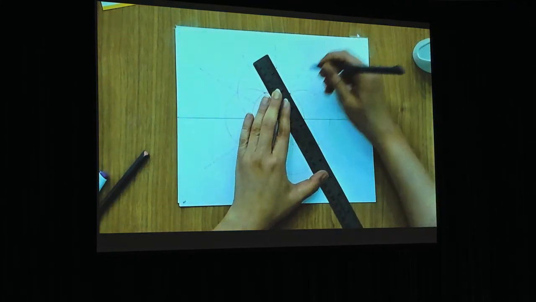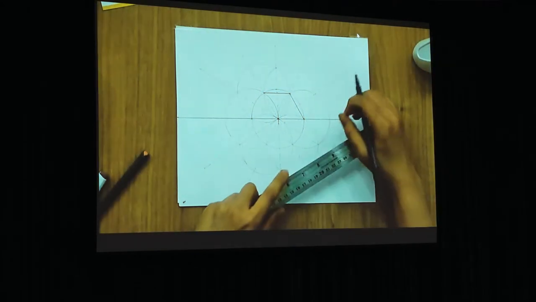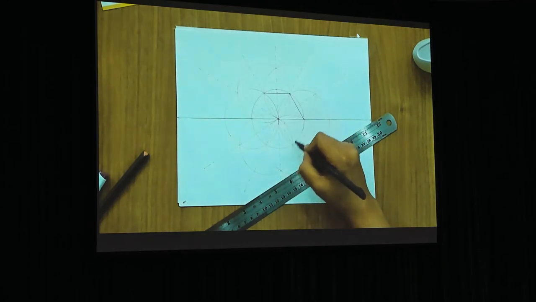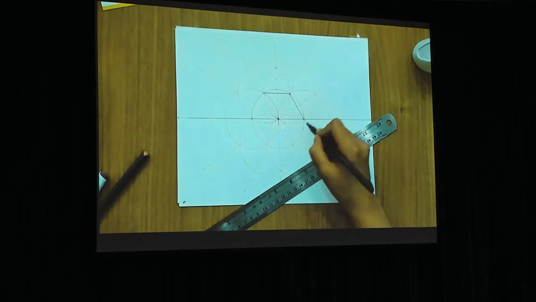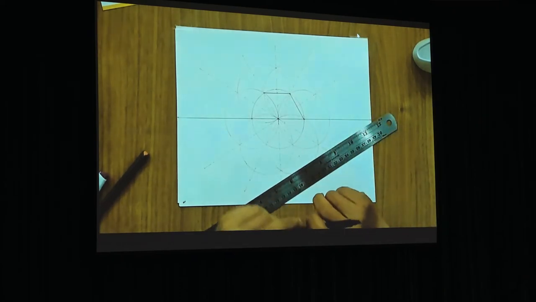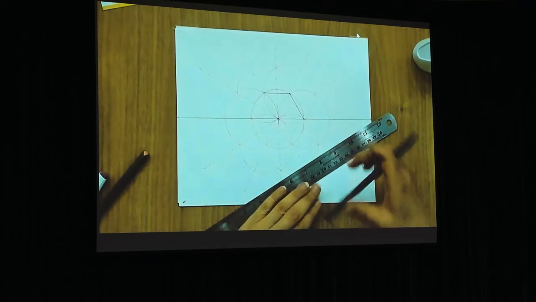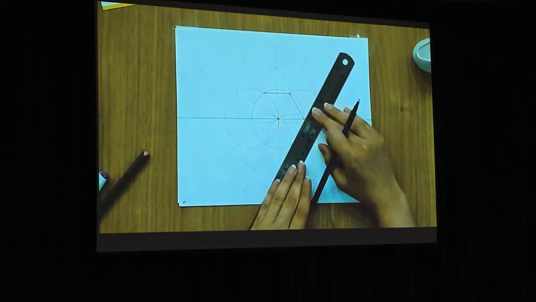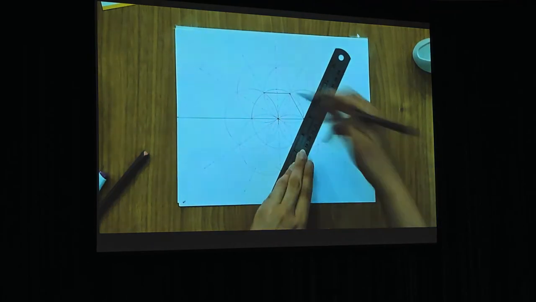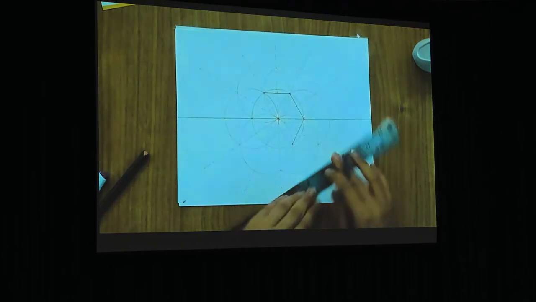Hexagon by connecting the small petals. Here. I hope I'm not too slow or too fast. And again, these two petals.